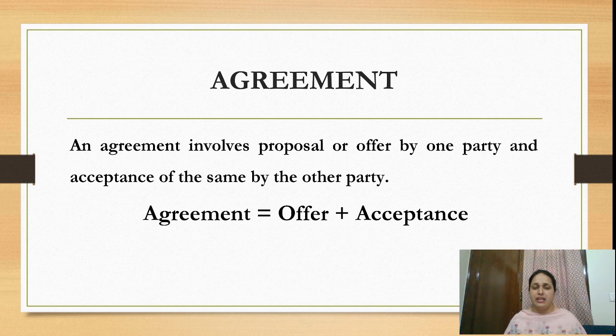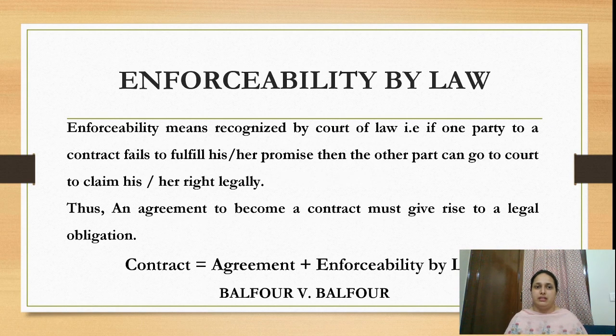For example, X offers to sell his car to Y for rupees 1 lakh and Y accepts the same. This is an agreement. So agreement is where there is offer plus acceptance. X offers and Y gives his acceptance, then it is said to be an agreement. The other essential for contract is enforceability by law. Enforceability means recognized by court of law. That is, if one party fails to perform his promise, then the other party can go to court of law to claim his right legally.